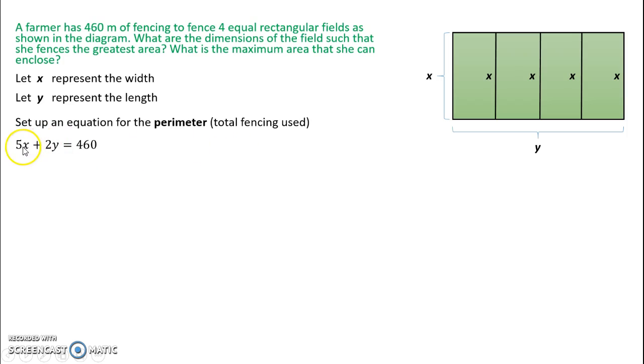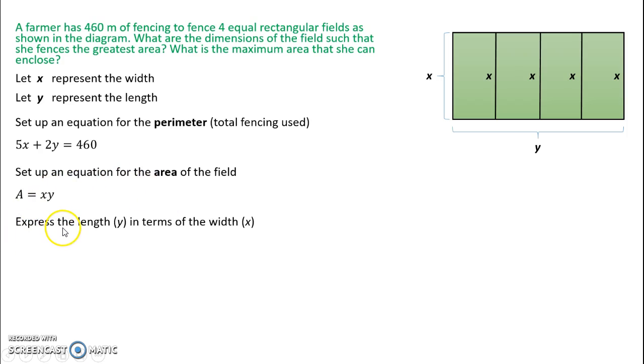So we're going to have 5x plus 2y is equal to 460. Right, so we have 5 x's here, okay, and we have 2 y's, okay, and the total fencing used is 460. So now we're going to set up an equation for the area of the field. Okay, so the total area of the field is equal to the width times the length. Okay, so x times y.